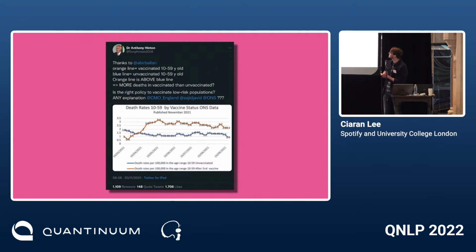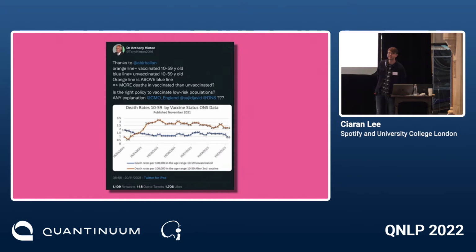So here is a prominent anti-vaxxer taking to Twitter in 2021. And he's showing some data taken from the Office of National Statistics in the UK. And what he's plotting is the death rates among people who've been vaccinated versus people who haven't been vaccinated to COVID-19. And you can see a strange pattern start to emerge. The orange line here is the death rate after people have received their second vaccination, and the blue line is no vaccination. So a strange thing is happening.